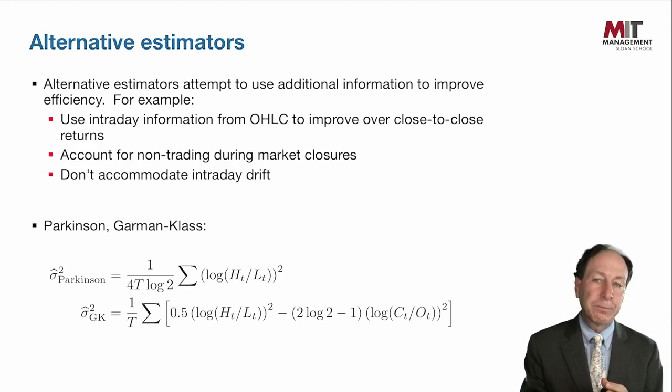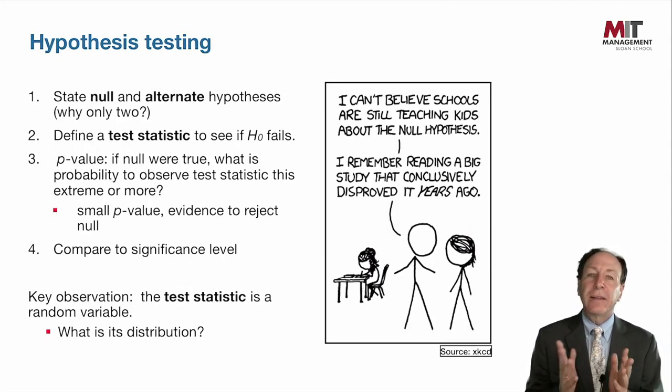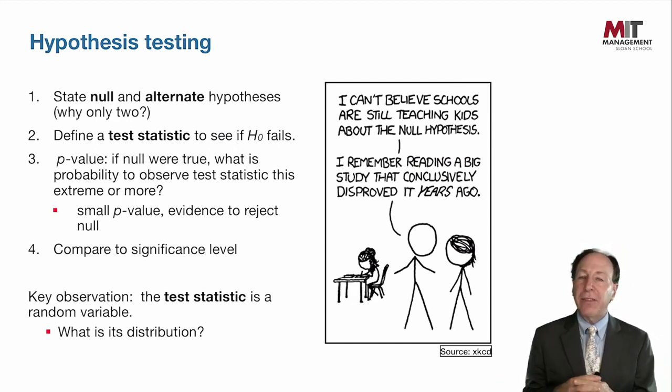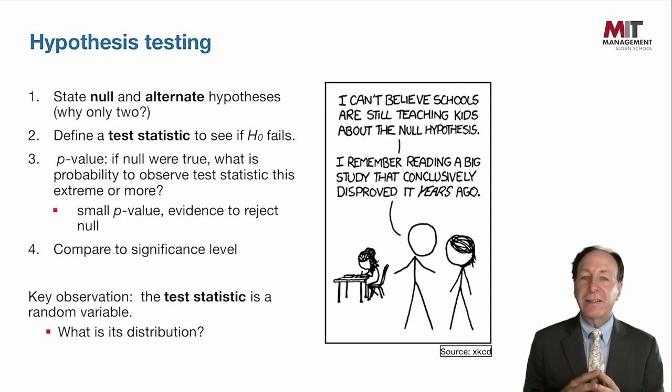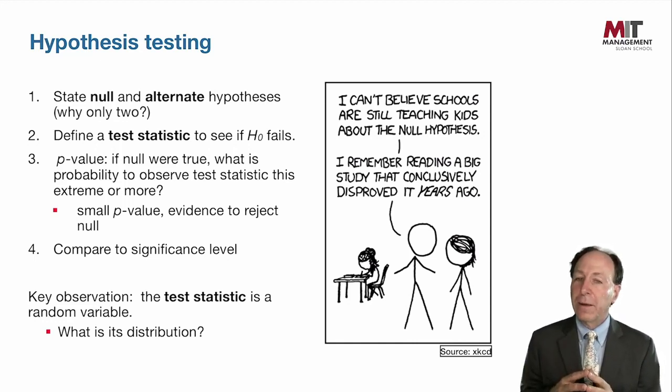Now, when we look at hypothesis testing, the simplest case is taking a model like the random walk model and asking whether it's right or wrong. So hypothesis testing is the simplest case. We start with two hypotheses, a null hypothesis and an alternate, and we define a test statistic to see if we can reject the null hypothesis. This test statistic is a random variable, so we often do this probabilistically.